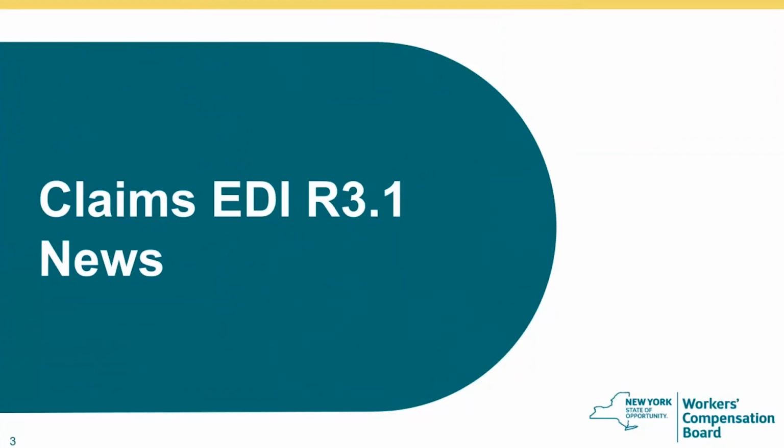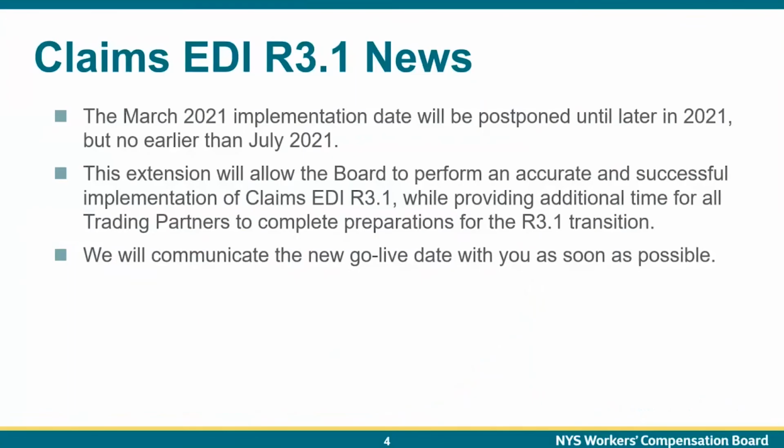As most of you probably received our email blast a couple weeks ago, the March 2021 implementation date was postponed until later in 2021. It'll be no earlier than July 2021. This extension is going to allow the board to perform an accurate and successful implementation of R3.1 while providing additional time for all the trading partners to complete their preparations for the transition. We will have a new go-live communicated as soon as possible.